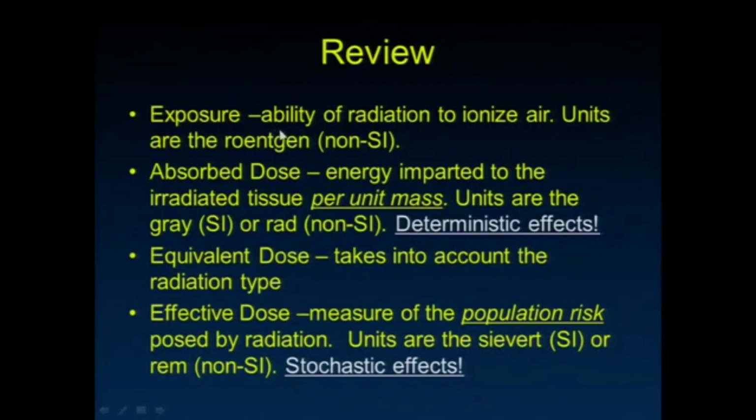So by way of review, exposure is the ability of radiation to ionize air. We talked about the fact that there's something called the air Kerma, which is closely related to this, which is really how much energy is deposited in that air. The absorbed dose is the energy imparted to the irradiated tissue. We'd love to be able to calculate the absorbed dose in all the different organs in the body because frankly those are the numbers that we're going to then use to extend down to the notion of effective dose. And this is really the thing that we're going to use to calculate our deterministic effects.